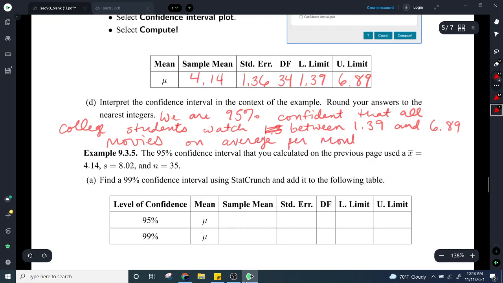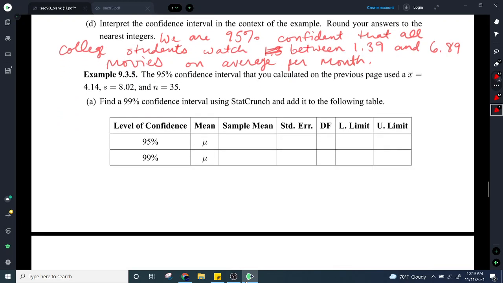And I know it sounds a little strange because you're talking about a movie. You're not going to watch 1.39 movies. You're going to watch one, or you're going to watch two. I don't know, maybe turn it off halfway or something. But the reason we have those decimals is because they're averages, right? So on average, per student, they watch between 1.39 and 6.89 movies in a given month is the estimate. We could round that. We could say somewhere between 2 movies and 7 movies, or 1 and 6. I think either one would be fine, but we'll stick with those numbers, 1.39 and 6.89 on average.